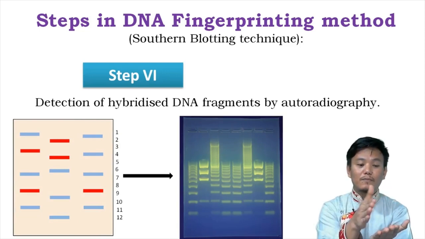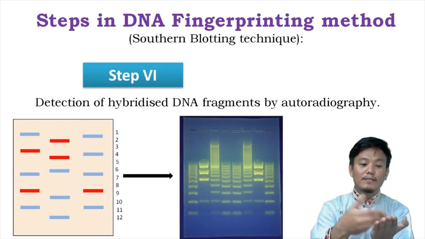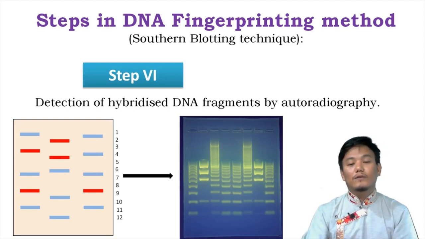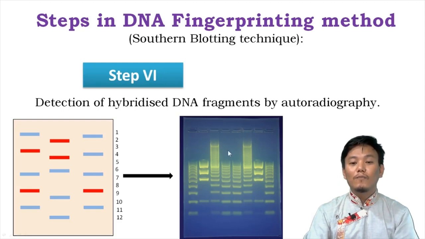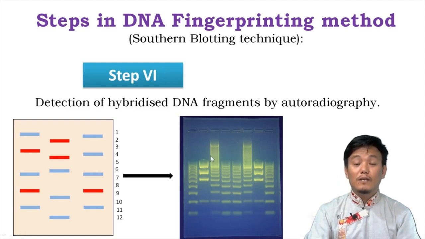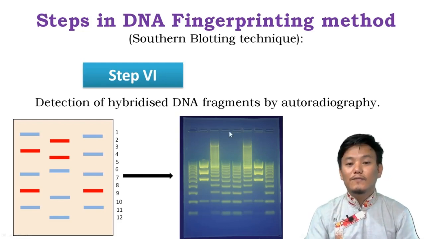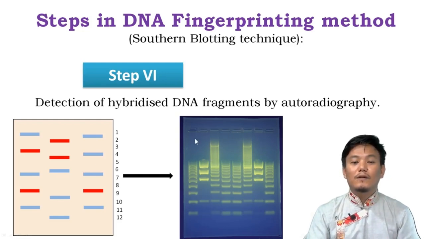nitrocellulose membrane. And since the VNTR probe has already been hybridized, the radioactivity will form these bands. It can form an image on the X-ray film, and on the X-ray film, we can see the VNTRs. This VNTR image will form the DNA profile of the particular individual. Okay, so those are the steps involved in DNA fingerprinting.